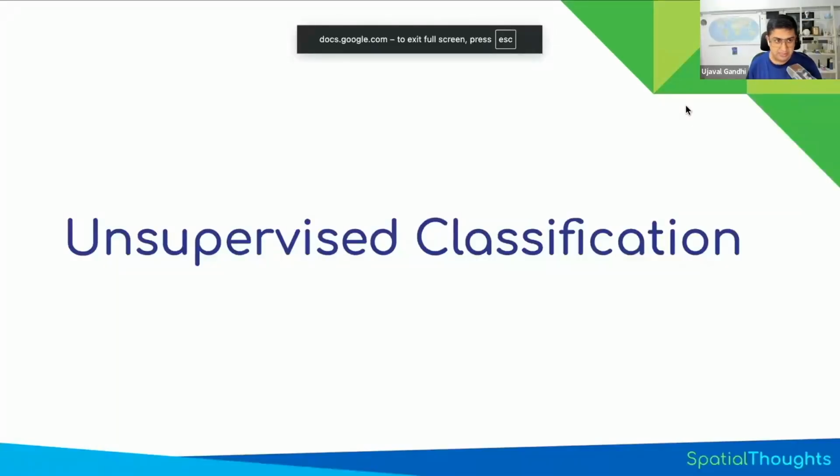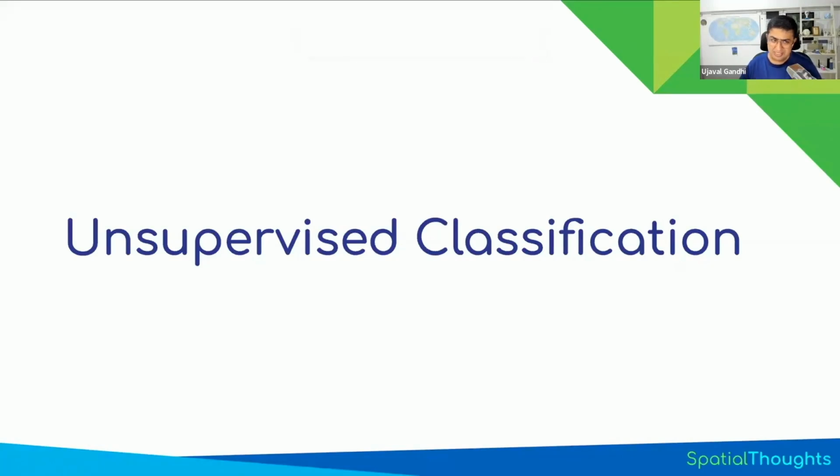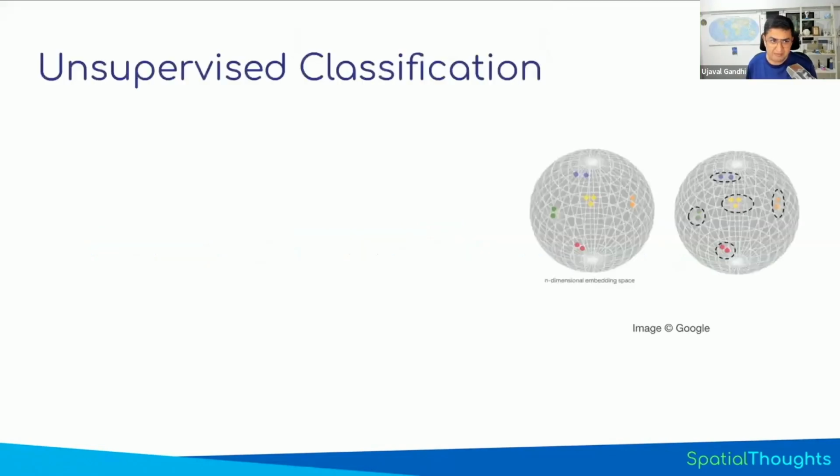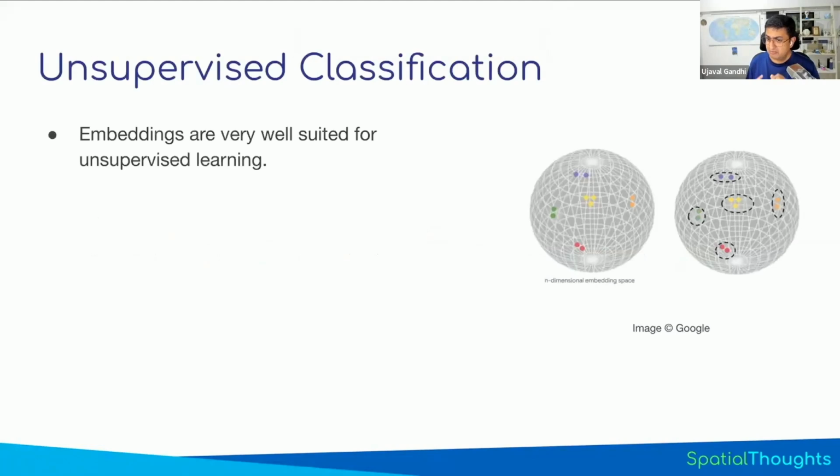Let's learn how we can use the satellite embedding dataset for unsupervised classification. In remote sensing, unsupervised classification is not very widely used because it requires a lot of pre-processing, and also the results you get still have to be labeled. So most people say, if I still need to collect field labels, why even bother with an unsupervised approach? But with the satellite embeddings, they're actually quite useful.